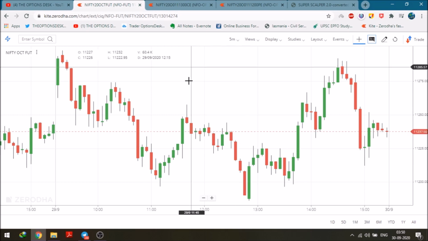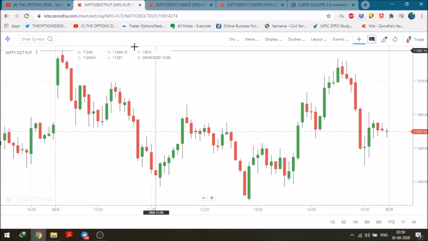So this was the Nifty 50 October future. As you can see, this is the October future chart and this is a 5 minute chart. So what is scalping? We are going to trade on a very fast basis, try to get the maximum profit as possible and take many trades in a single day. Okay, so as you can see, this is the 5 minute chart.